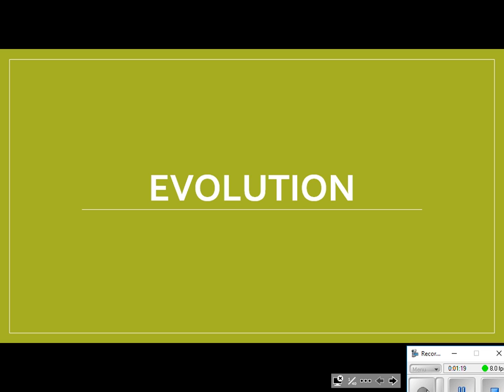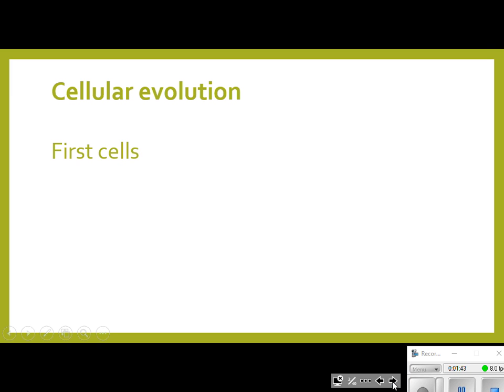So, yeah. It is a change in a species over time. So, when we discuss this evolution, we're going to start talking about cells, okay? A cellular evolution, the very, very smallest part. So, as I click onto my next slide here, we're going to talk about the very first cells.